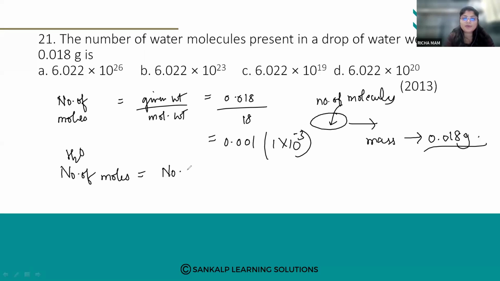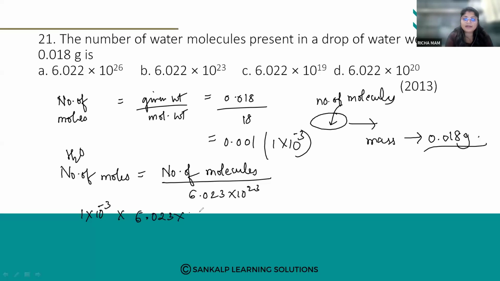Number of moles is what we are going to divide by the Avogadro's number. What is Avogadro's number? 6.023 into 10 raised to 23. We have calculated the number of moles as 1 into 10 raised to minus 3. So if we take it this side, it becomes multiplied. Now calculate the number of molecules.